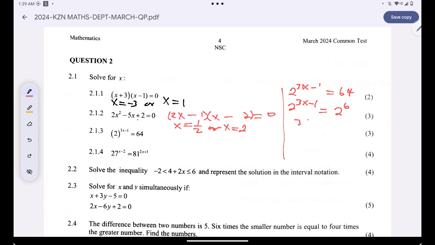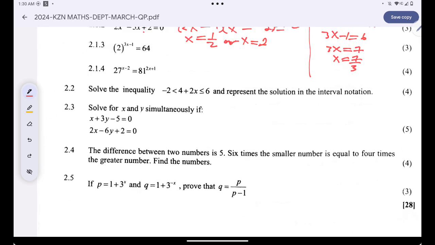So I'll have 3x minus 1 is equal to 6. And then 3x is equal to 7. That means x is 7 over 3. Are we together? Okay.